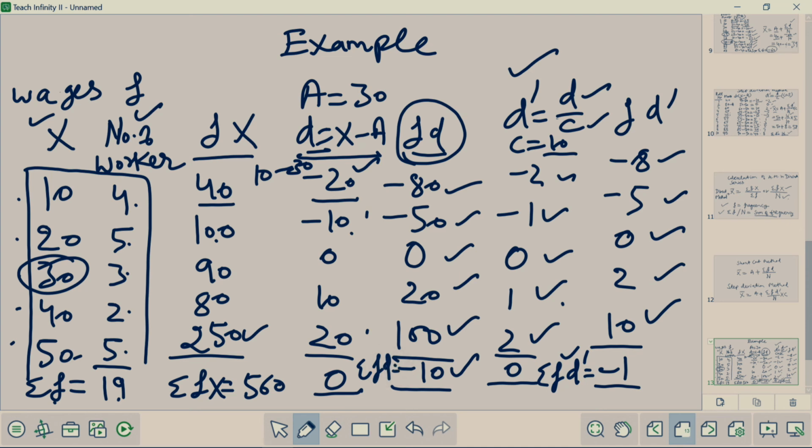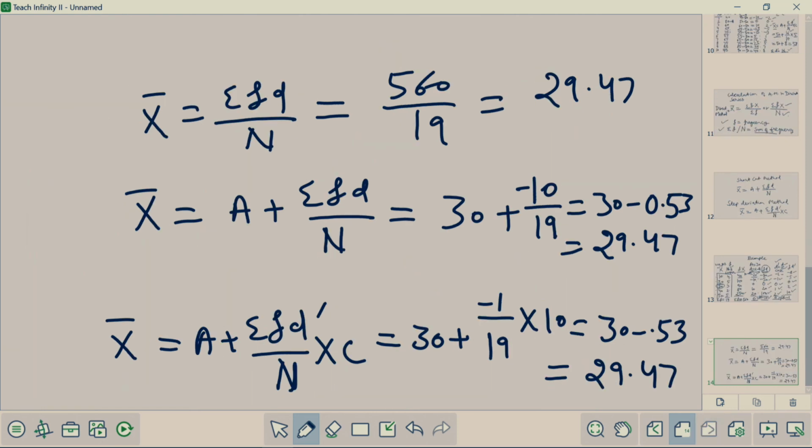Okay. So let us do the calculation. Let us find out our x bar in three situations. First one is the direct method, second is shortcut, third is step deviation. So in the direct method the formula is x bar equals sigma fx divided by n. Sigma fx is 560 divided by 19, that is 29.47.